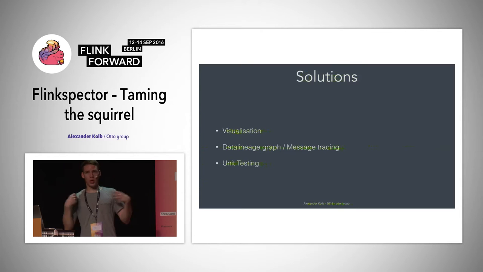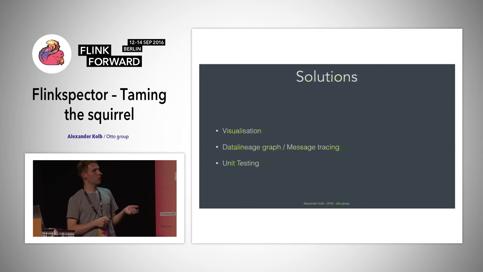So we started thinking, how can we solve this? And the first thing we came up with, we want some visualization. We want to see something. We want to see what's happening in the operators. We want to see which data belongs to what data, and this kind of visualization of what is happening in Flink right now. But even when we have a visualization of what is happening in Flink right now, we still don't have the cause and effect visualized.